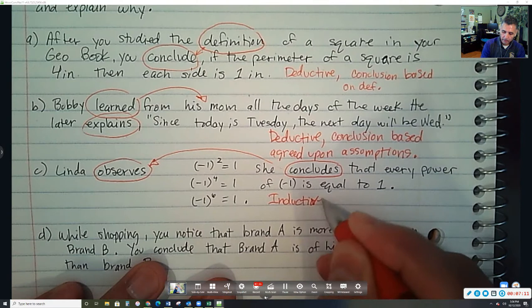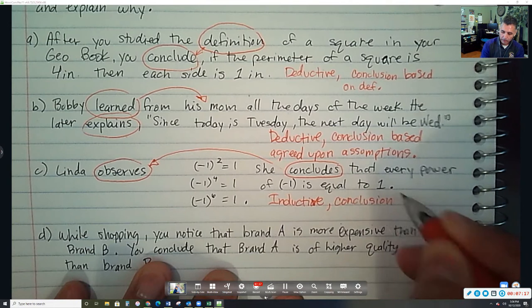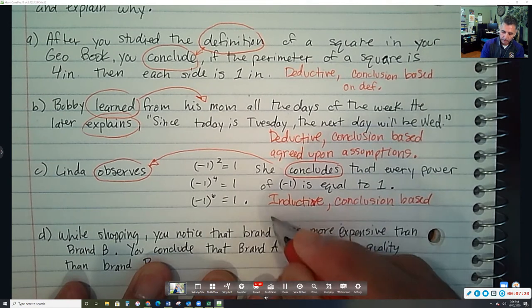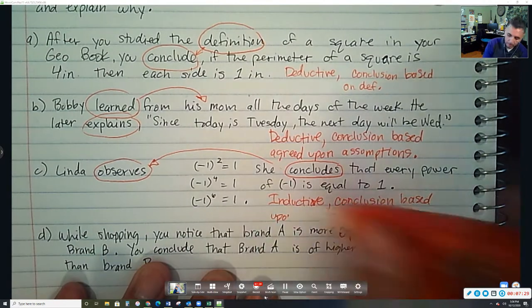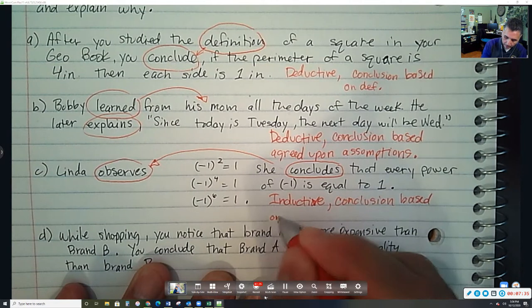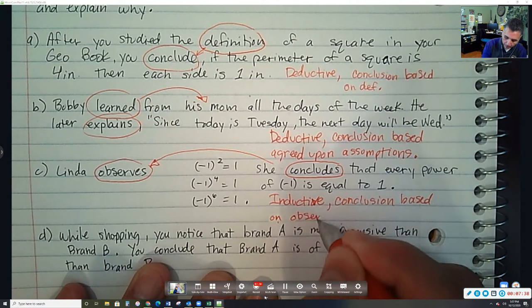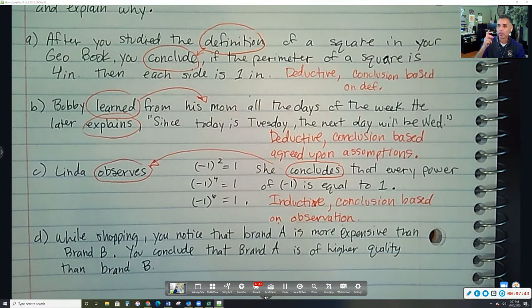Inductive, right? Conclusion is based upon, how about based on observation? Based on observation. Okay, it's always, if you see something or you observe something or you examine something and then you make a decision, that's inductive reasoning. Okay. So copy that.